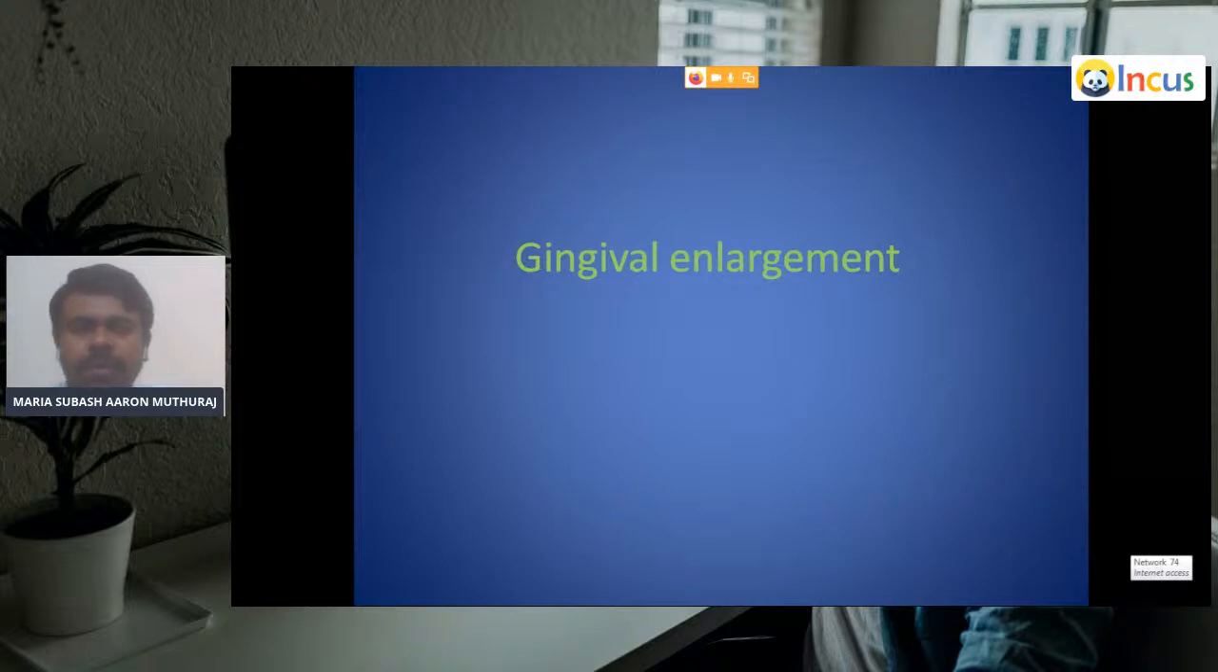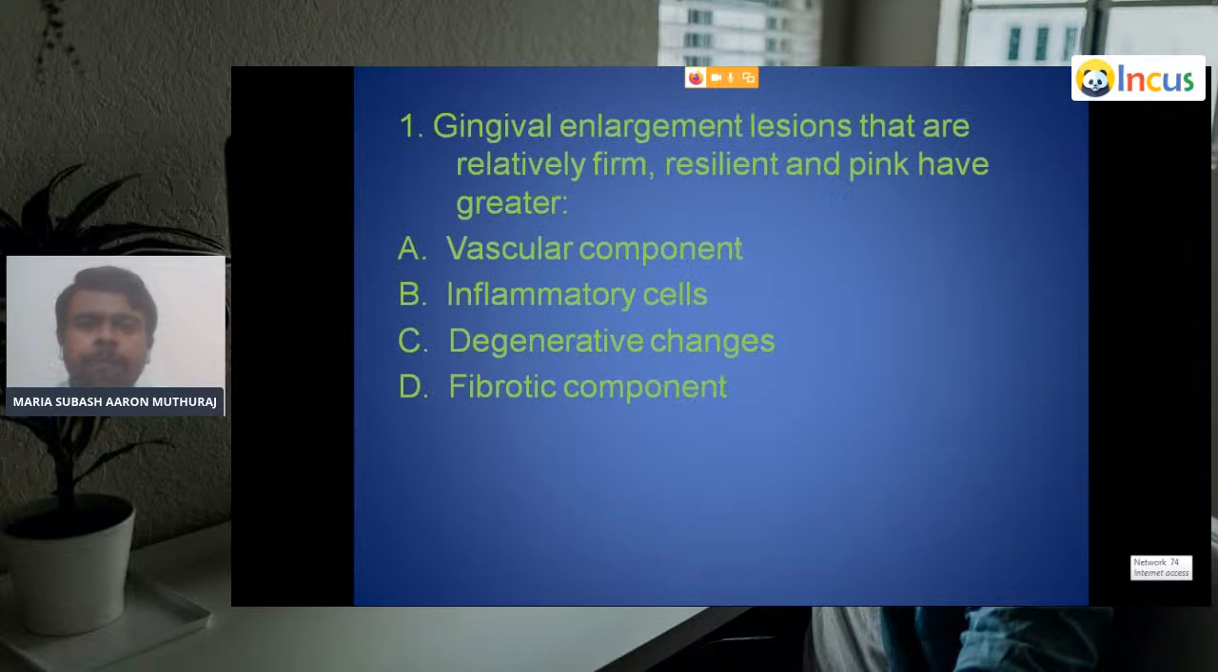Please, if you have any doubts, ask. First, we are going to start with the first MCQ. Gingival enlargement lesions that are relatively firm, resilient, and pink have a greater vascular component, inflammatory cells, degenerative changes, or fibrotic component. If there is an increase in vascular component, the tissue won't be firm.